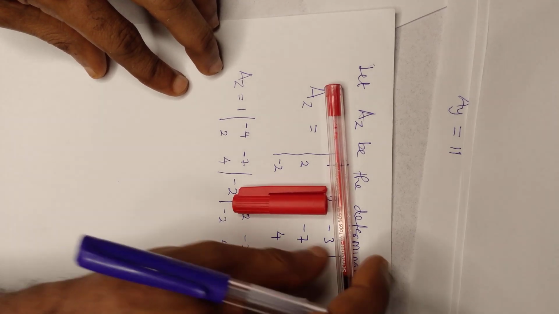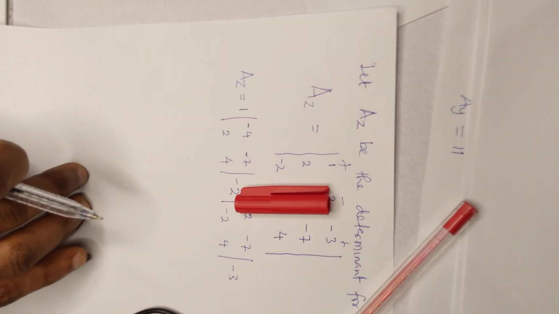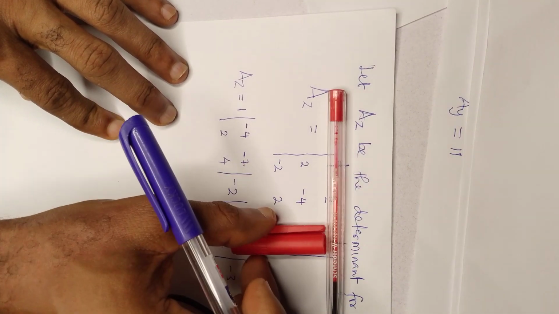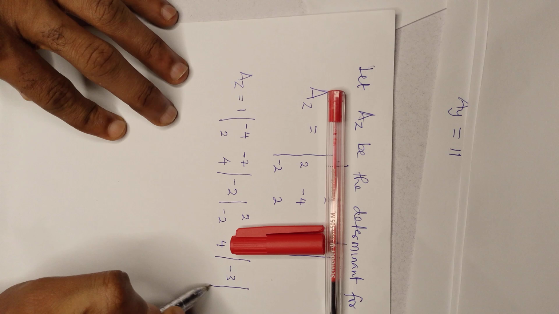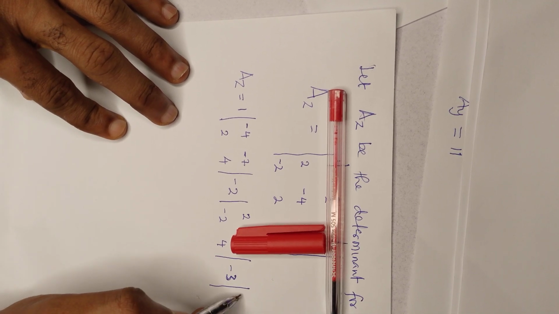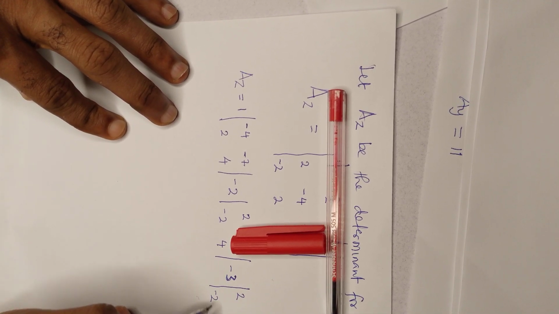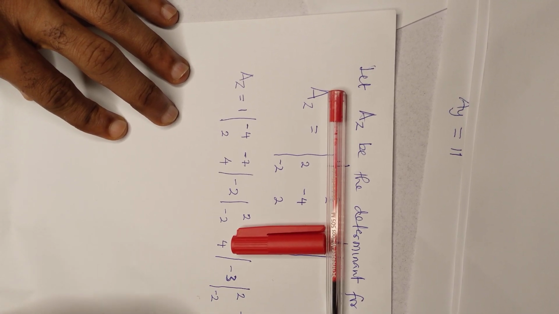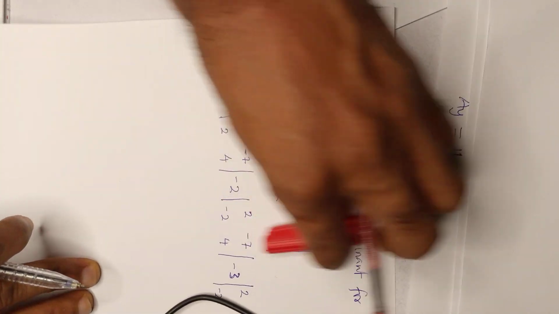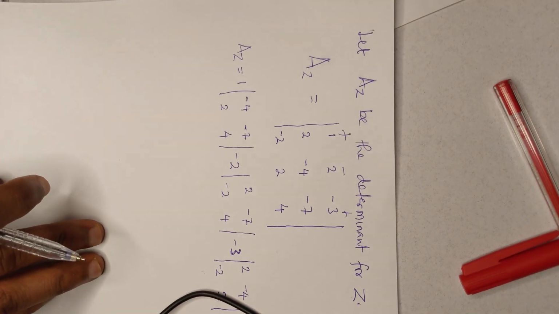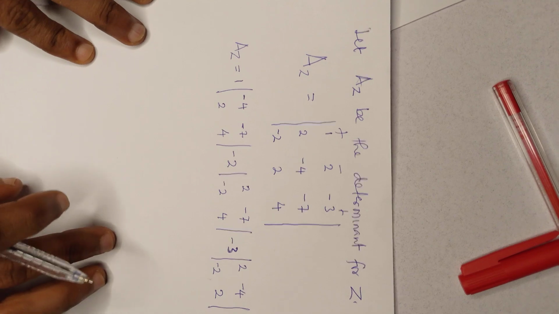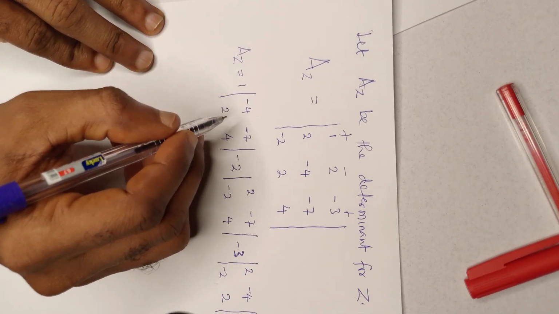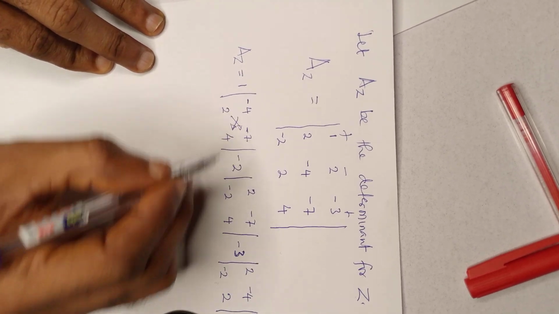We take minus 3. This is the one now we are looking at. So minus 3, we cross here, we cross here. So this will give us 2, minus 2, and then we have minus 4, and then 2. Okay, so having done that, we can solve it out now.